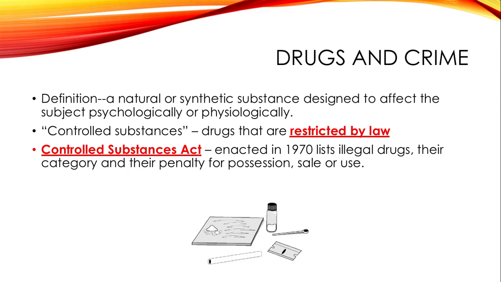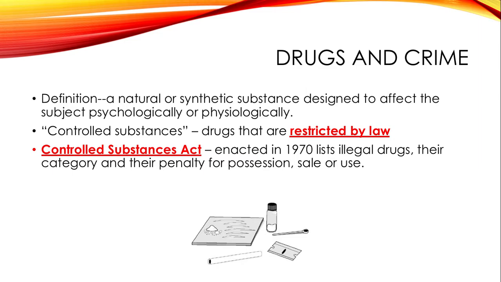So let's look at drugs and how they are defined and how they have been playing out in history. The definition of a drug is a natural or synthetic substance designed to affect the subject psychologically or physiologically. So when we talk about controlled substances, or you hear that word, these are drugs that are restricted by law. And in fact, there was a Controlled Substances Act that was enacted in 1970 that lists illegal drugs, their category, and their penalty for possession, sale, or use.